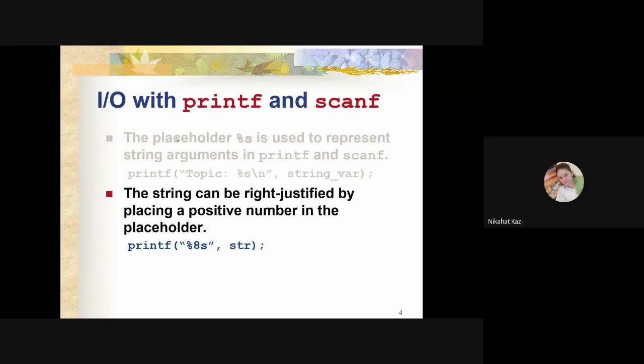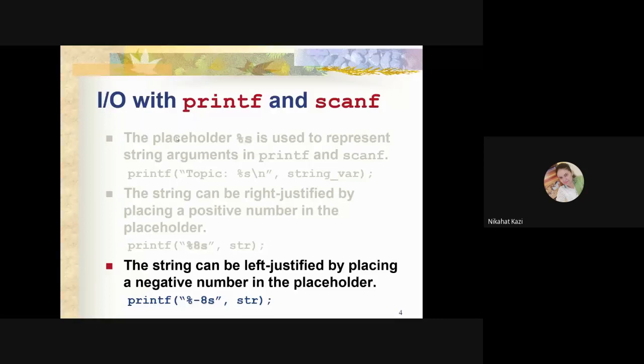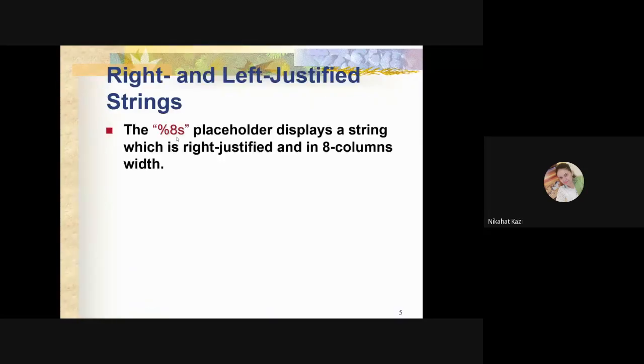This is about printing. I'll come to scanf also shortly. If you want to print it, if you want to justify it in some way, you can use the formatting options of printf. So here you have %8s. %8s is going to right justify it, and %-8s is going to left justify it. So we will see how it does it.